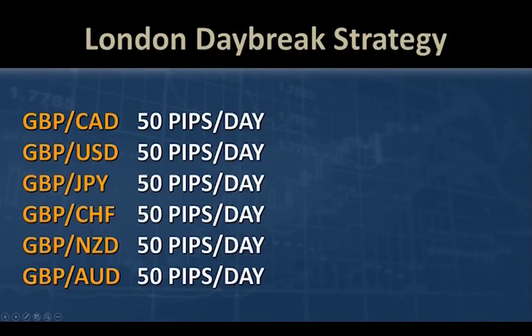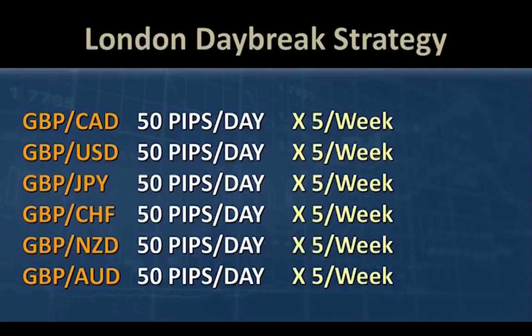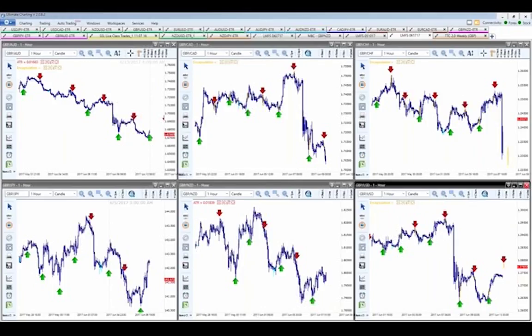As I just alluded to a minute ago, we're going to be looking to go after a minimum of 50 pips per currency pair per day. That's going to give you 5 opportunities each and every week on each one of these currency pairs to trade. So let's go ahead. I'm going to pull up my charts.